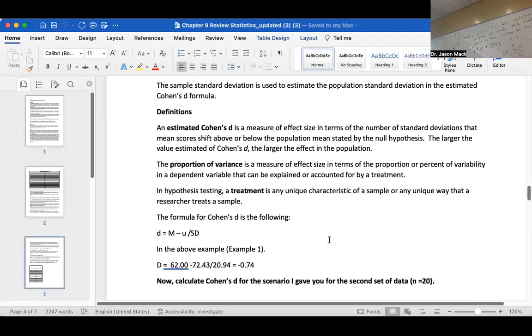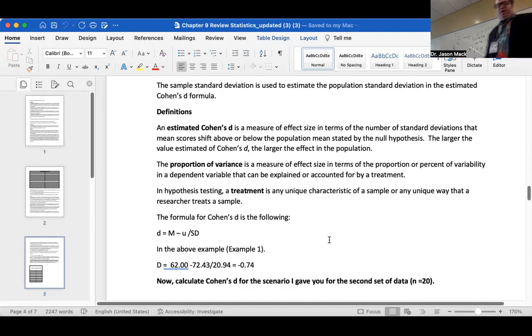So you should have 60 minus 77.43. For the second set of data, that was the mean that we already had, divided by 20.03. You already have the standard deviation, so you should have negative 0.87. Everybody on the same page with me, or do you want me to go over that? Makes sense so far? Okay.